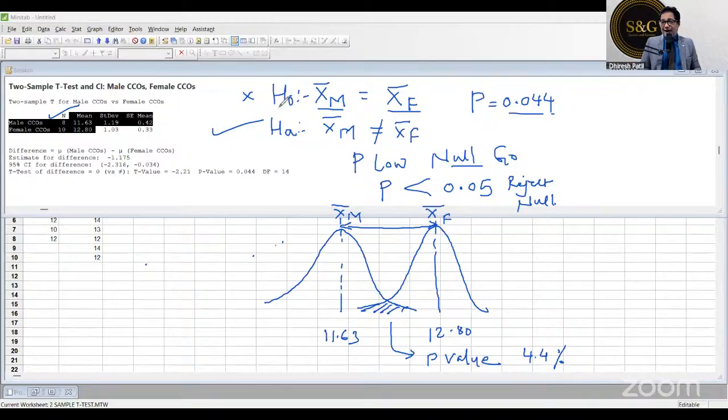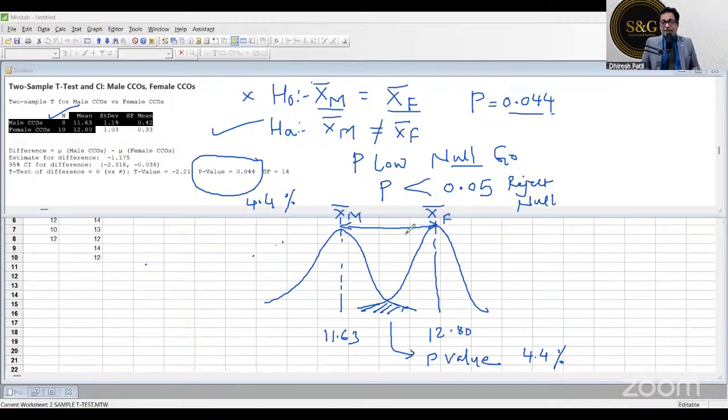Now the null hypothesis says x bar m is equal to x bar f, which is a statement of equality, right? This is green belt level, I'm just repeating again. This is green belt stuff, not black belt. The alternate hypothesis says there is a statistically significant difference. Everybody with me? Now we collect the data, put that data in the software, and the software calculates the p-value. The p-value is 0.044 or 4.4%, which is less than 5%.